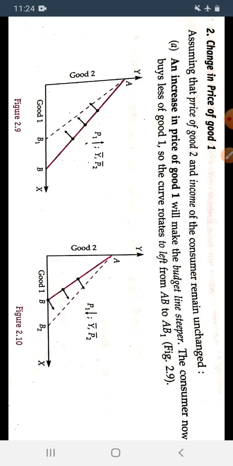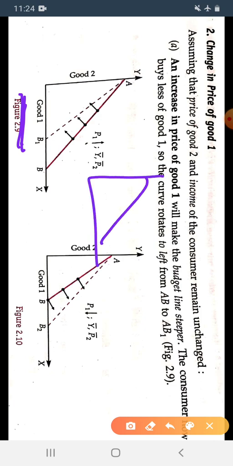When the price of good 1 increases, the consumer will not purchase more of good 1. When they purchase less of the good, the curve will shift to the leftward, from AB to AB dash.